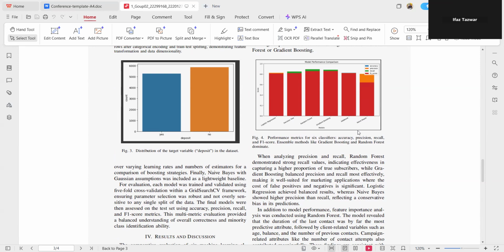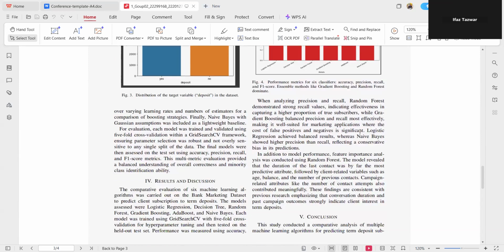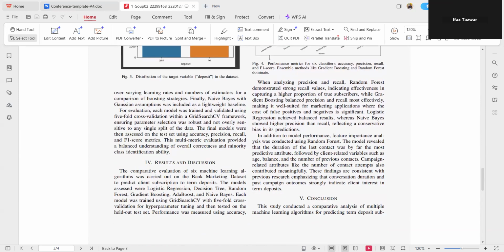One particularly interesting finding came from our feature importance analysis using the random forest model. The duration of the last contact emerged as the most important feature in predicting whether a customer would subscribe to a term deposit or not. Following that, features such as client age, balance, and number of previous contacts also play significant roles. Thank you.